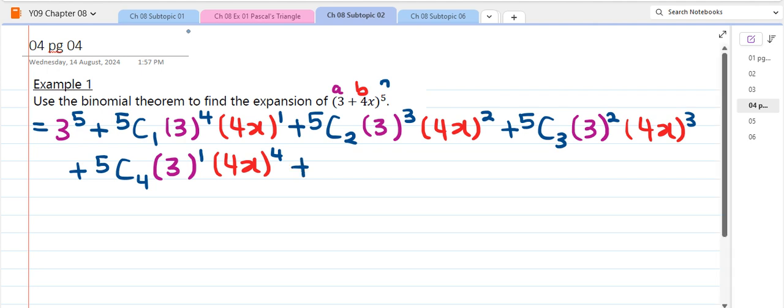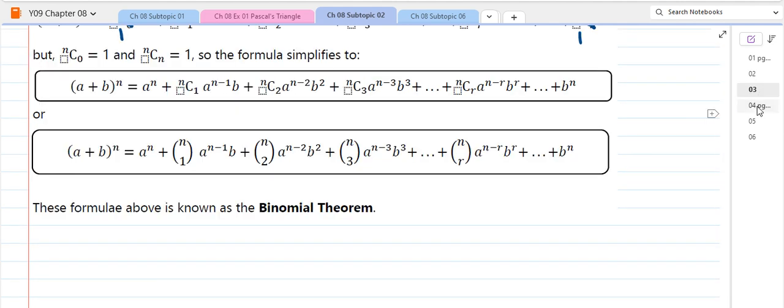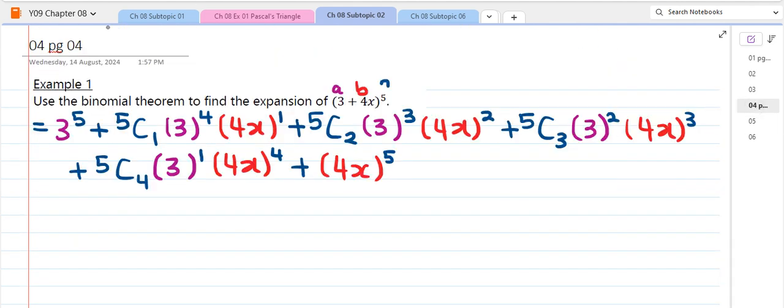And A, which is 3 to the power of 0, will be 1, so all you have left is 4x, everything to the power of 5. So this is the complete use of the binomial formula, or binomial theorem. Let's figure out all the numbers and simplify if necessary. Here, 3 to the power of 5 is 243.